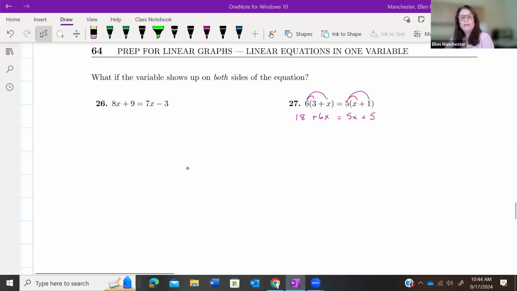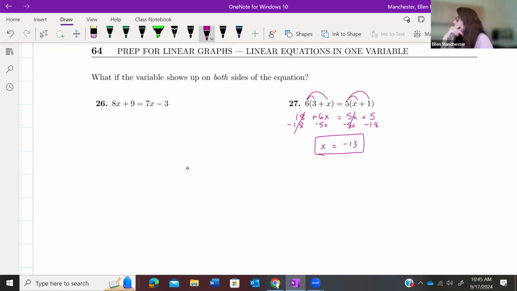Okay, so distributing the 6, 6 times 3 is 18. 6 times x is 6x, and then jumping over to the other side, 5 times x is 5x, and 5 times 1 is 5. And now this is that idea of get all the variables to one side and all the numbers to the other. So you literally can do this in one step. I'm going to move my 5x over by subtracting. That cancels that side. I'm going to move my 18 over by subtracting, and it cancels it on the other side. So I end up with x equals negative 13.